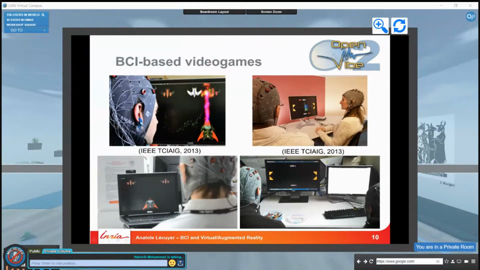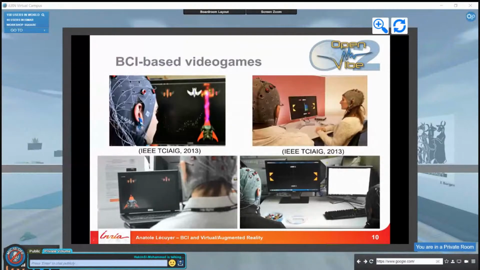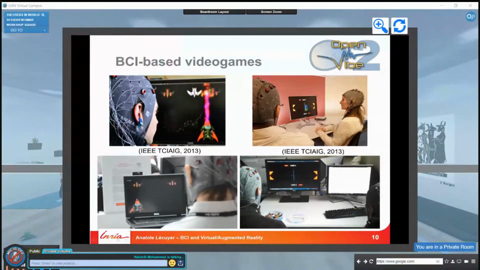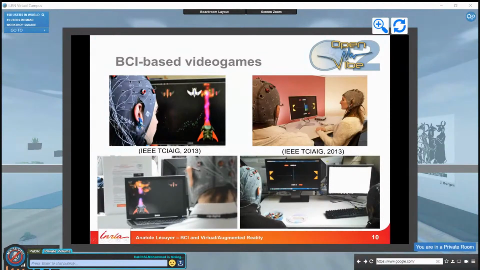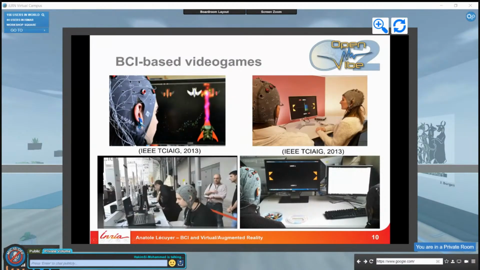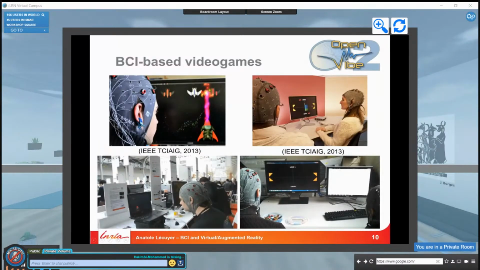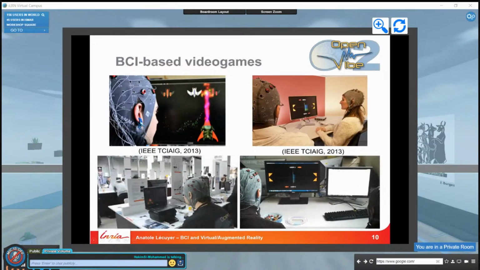And on the right, it's another very interesting situation. It's one of the first multi-user BCI-based video games where two users are facing one against the other using their brain. It's a mental duel where they have to imagine left or right hand movements for sending the ball to the right or to the left in competitive mode.